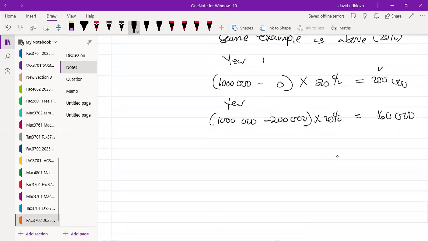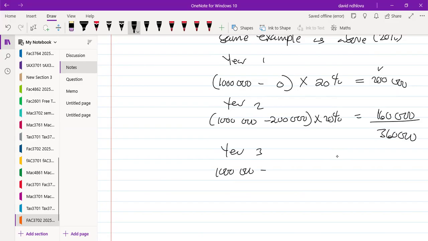Right, then we can add here and see that we've got total accumulated of 200, plus 160,000, which means at the end of year number two, our total accumulated depreciation is that. Then we go to year number three. So we say 1 million less the new accumulated depreciation, which gives us the carrying amount at the beginning of year number three, multiplied by 20%. So therefore, we're saying 1 million minus 360,000 times 0.2, and that is going to give us 128,000.